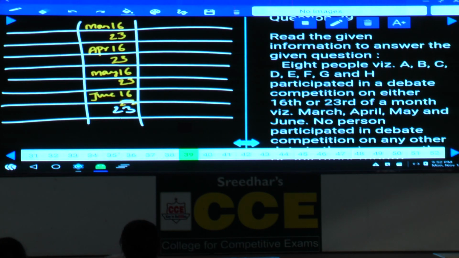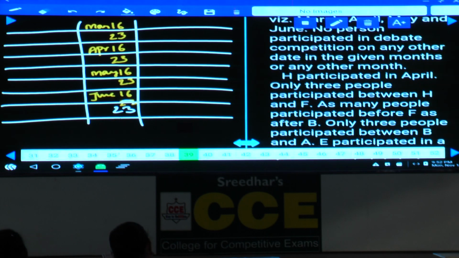Then condition number 1. No person participated in the debate competition on any other date. H participated in April. As H participated in April, how many different possibilities do we have? H can be April 16 or H can be April 23rd. As there are 2 possibilities, we write these 2 possibilities simultaneously.